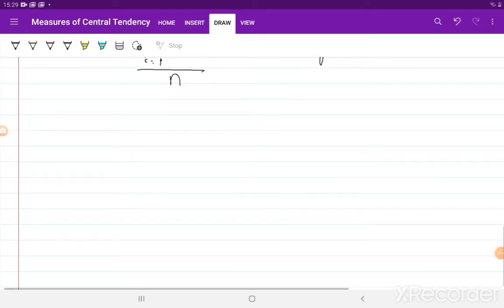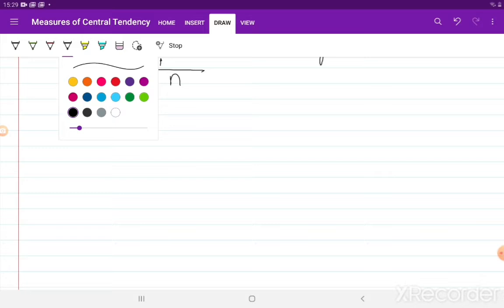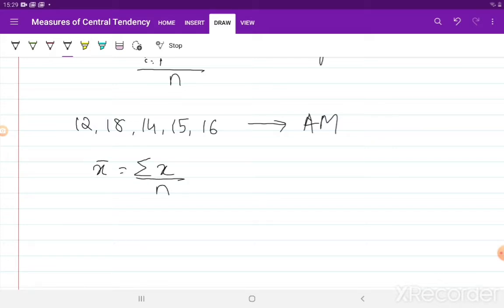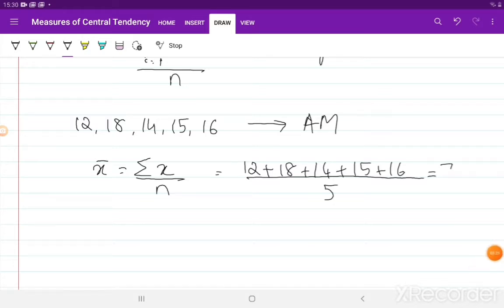So if your raw data values are, okay, I'm again taking this directly from your guidebook. If your values are 12, 18, 14, 15 and 16, and you have been asked to calculate its arithmetic mean, x bar is summation x divided by n, right? Which means 12 plus 18 plus 14 plus 15 plus 16 whole divided by, since there are 5 observations, it'll be 5. The numerator total comes up to be 75 divided by 5, which is 15, is the arithmetic mean of 12, 18, 14, 15 and 16.